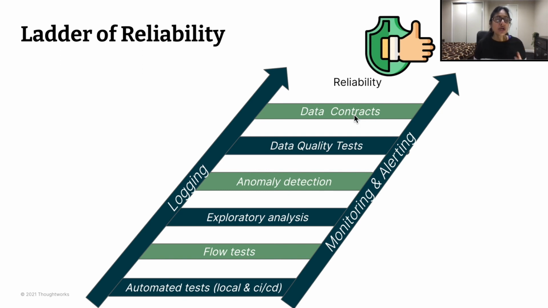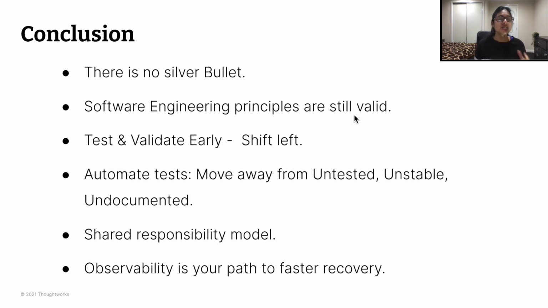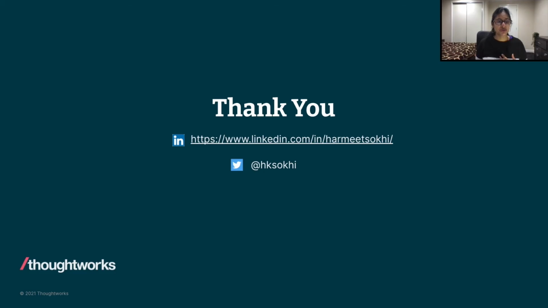To conclude, there is no silver bullet and software engineering principles are still valid. We have to test and validate early, that is shifting left, and automation is our savior. We have to move away from untested, unstable, and undocumented, and the shared responsibility model is critical for the success of data pipelines. And observability is our path to faster recovery.